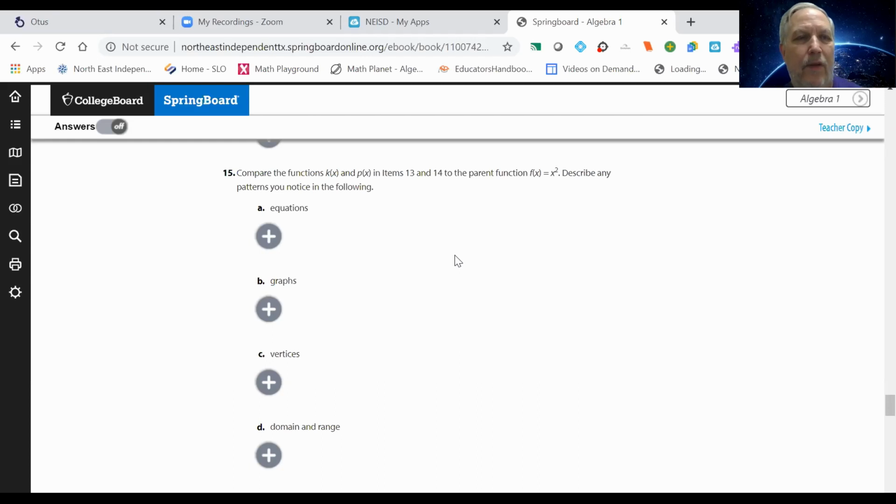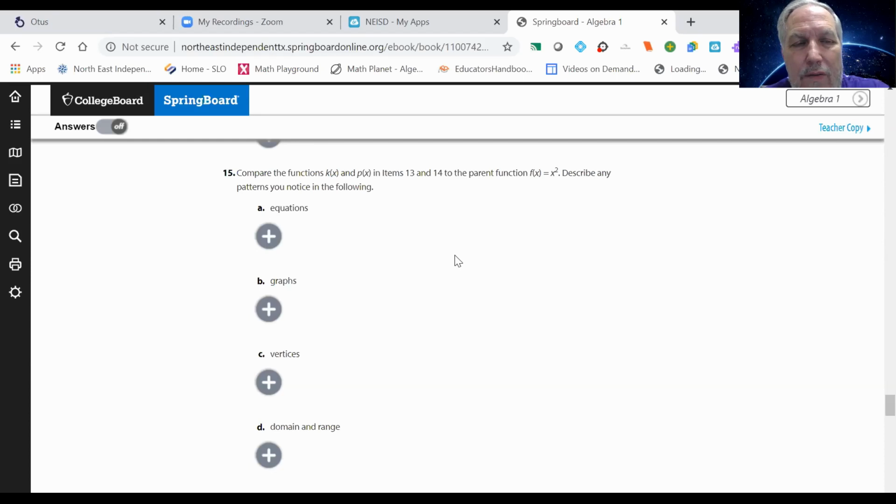Item number 15. Compare the functions k of x and p of x in items 13 and 14 to the parent function f of x equals x squared. Describe any patterns you notice in the following. Again, in the equations, the change happens prior to the squaring of the function. In other words, we're changing the input value. The graphs are moving left and right. The important thing to notice is that they're moving in the opposite direction of the sign. For example, a positive sign, if I'm adding to the input value, is going to move to the left. If I'm subtracting from the input value, it's going to move to the right.